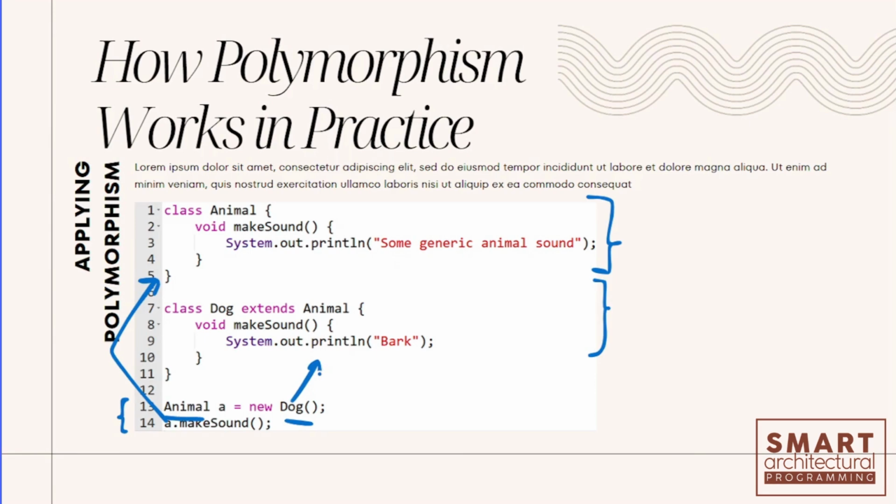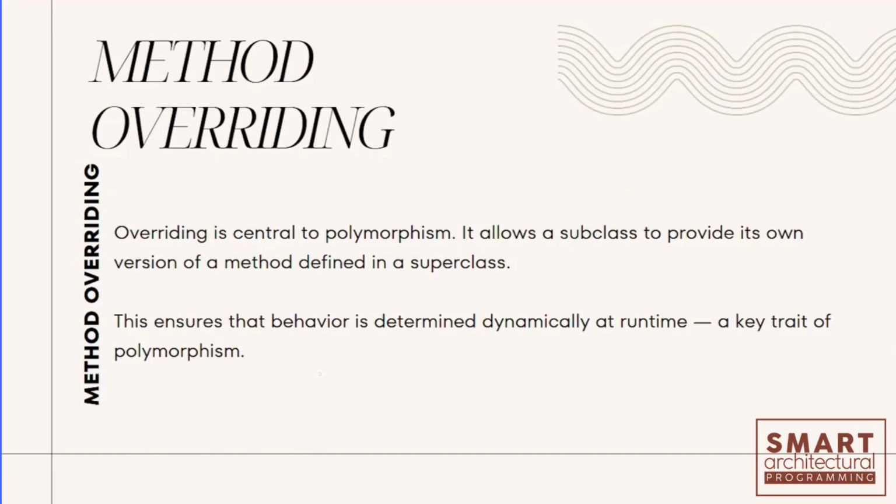So with that basic understanding, let's understand what method overriding is. Generally speaking, overriding is central to polymorphism. It allows a subclass to provide its own version of a method defined in a superclass. This ensures that behavior is determined dynamically at runtime, a very important trait in polymorphism.